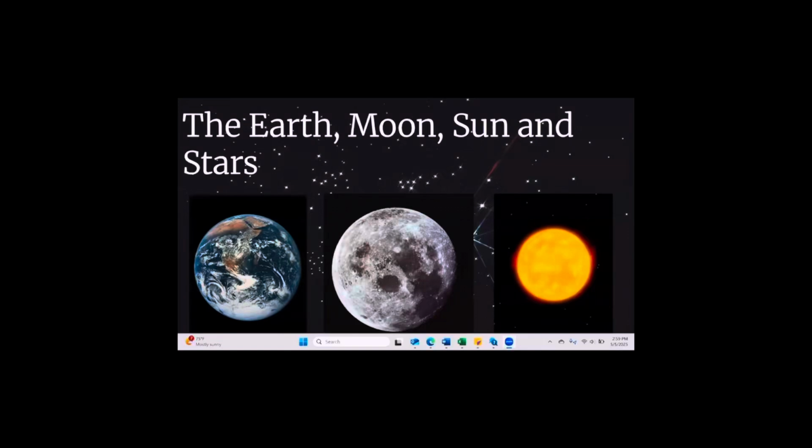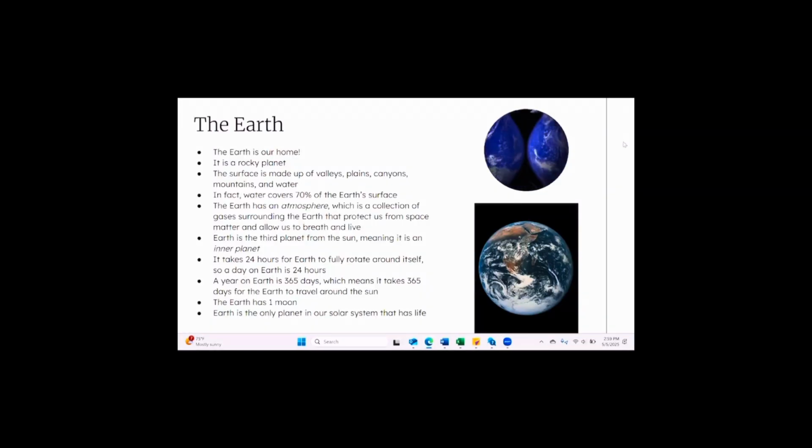So today we are going to learn about the Earth, Moon, Sun, and stars that are in our solar system. To start, we're going to go over the Earth. So the Earth is our home. It is a rocky planet, and the surface is very diverse. It's made up of valleys and plains and canyons, mountains and water. In fact, 70% of the Earth is covered in water. If you look at the pictures here, you can see how much blue there is.